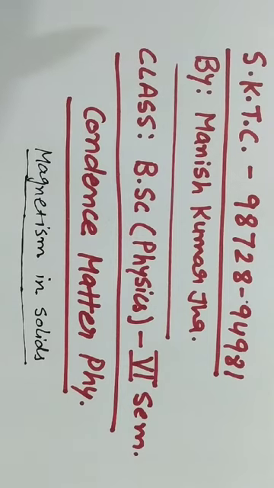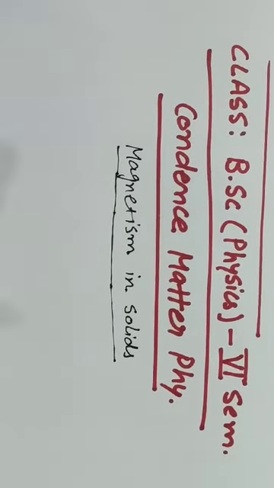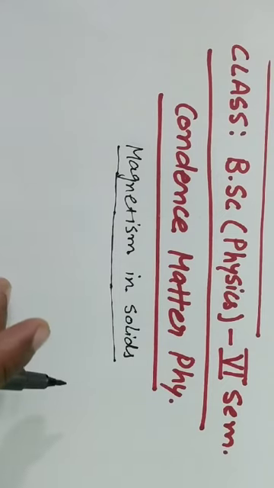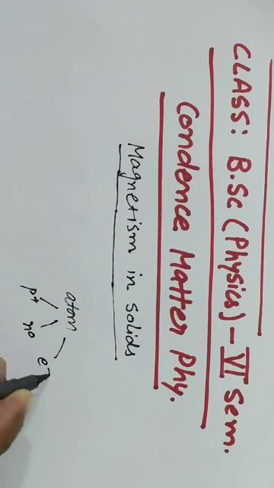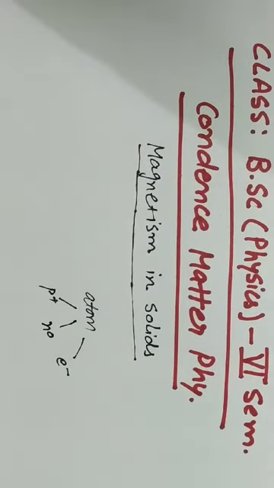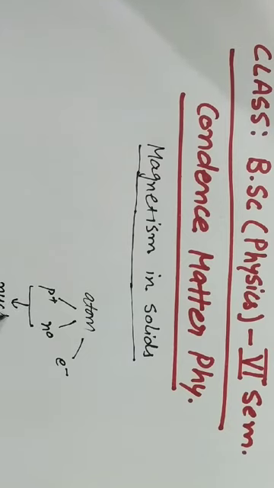Before explaining this topic, I would like to introduce some basic facts or fundamentals which we have already learned in previous classes. We know that an atom is composed of protons, neutrons and electrons. The protons and neutrons are collectively called nucleons, and they are present inside the nucleus of an atom, but the electrons are negatively charged particles and present outside the nucleus.